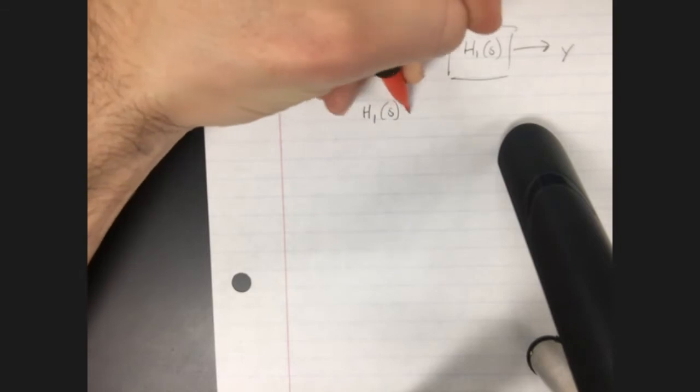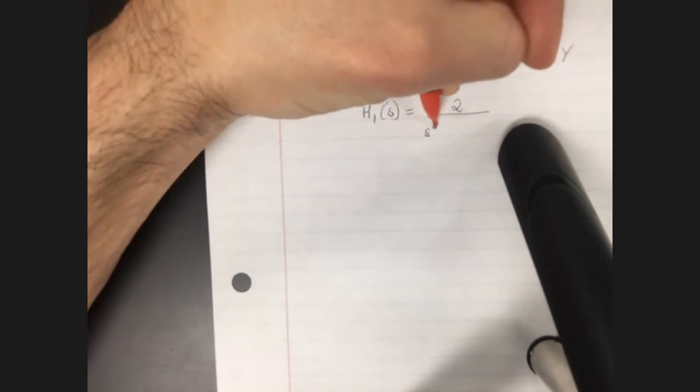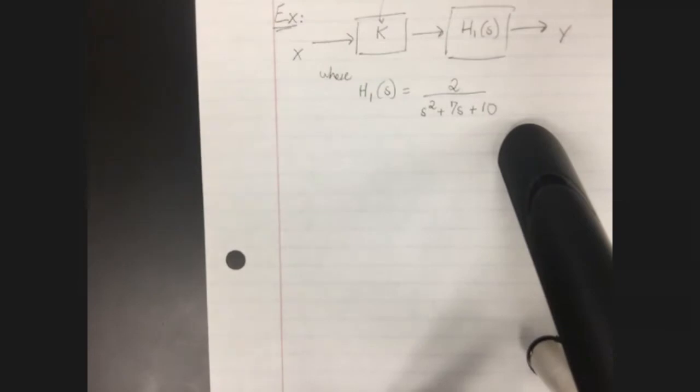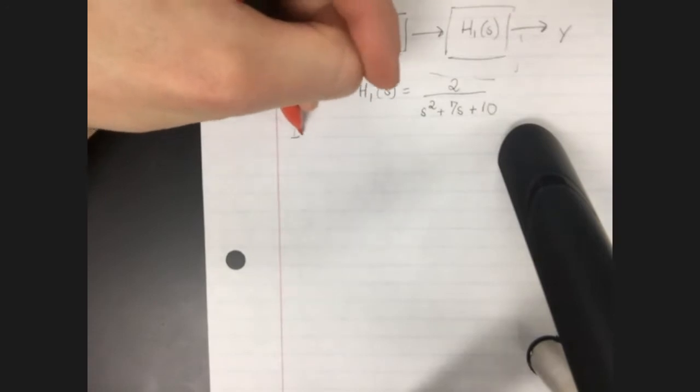And I'll say where H1 of S is equal to 2 over S squared plus, let's say, 7S plus 10. So all I want you to do is determine is the overall system BIBO stable. Okay, so try that out.